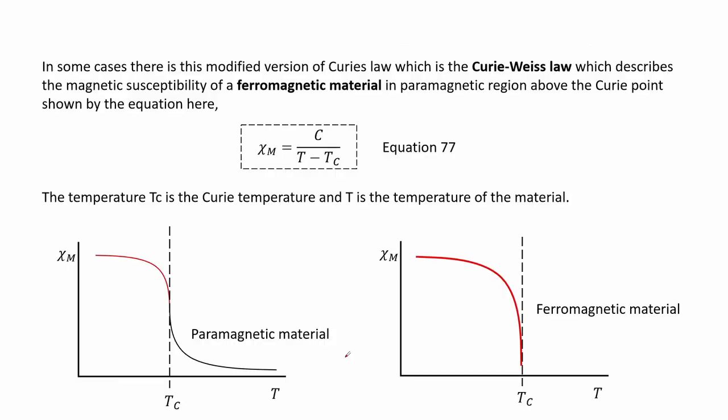In some cases there is this modified version of Curie's law, which is the Curie-Weiss law, which describes the magnetic susceptibility of a ferromagnetic material in a paramagnetic region above the Curie point, shown by equation 77. The temperature Tc is the Curie temperature and T is the temperature of the material. The graph shows how the Curie-Weiss law is imagined, where we see a point that separates ferromagnetism behavior and paramagnetism, which is at the Curie temperature.